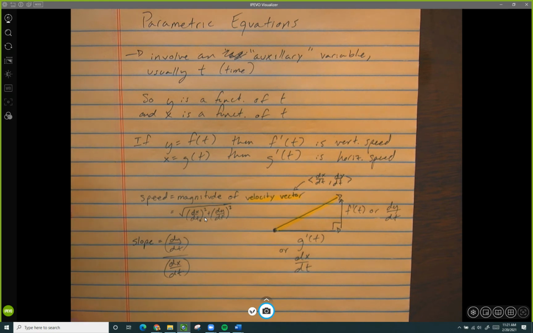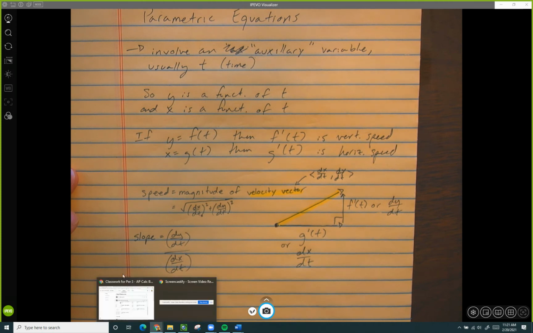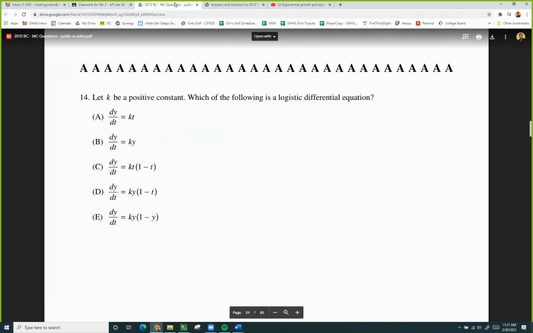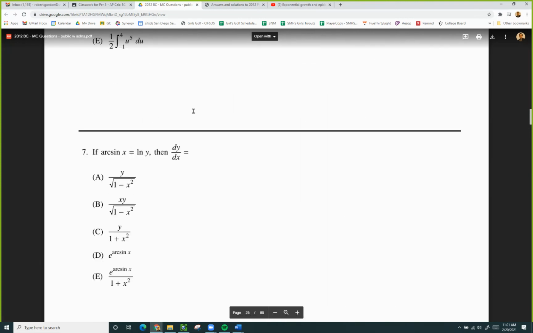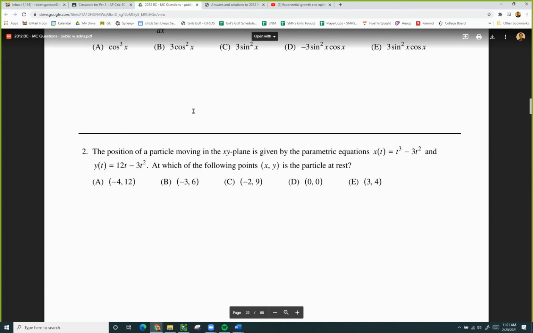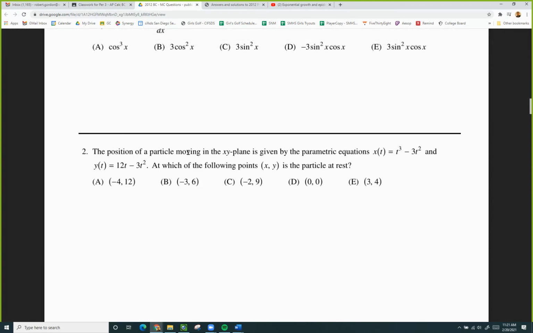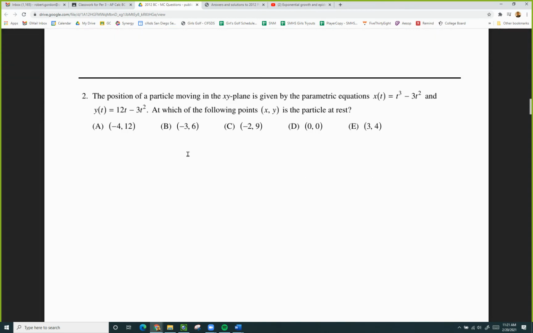Yeah. Okay, so let's see if I need to add anything more to these notes by looking at some of the practice problems that involve parametric. They often give you one at the beginning. Here's one. Number 2. The position of a particle is given by these equations. At which points is the particle at rest?